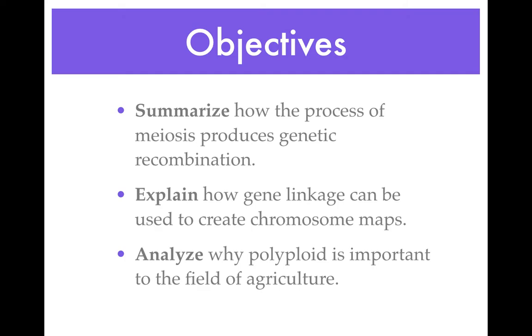Next thing you're going to need to know is how to explain why gene linkage can be used to create chromosome maps. This one, I think you'll get. It's a little tough, but stick with it. Look at some of the other material I put out there, and you'll get it. And then we're going to lastly talk about something called polyploidy and why that's important for agriculture.